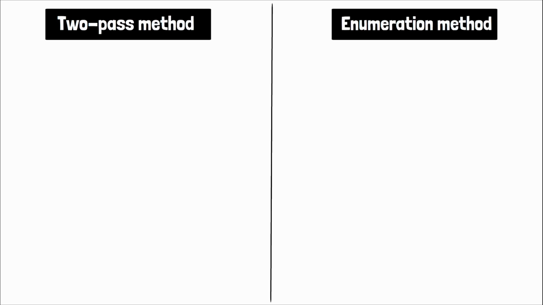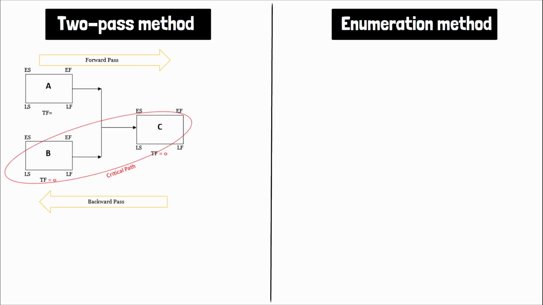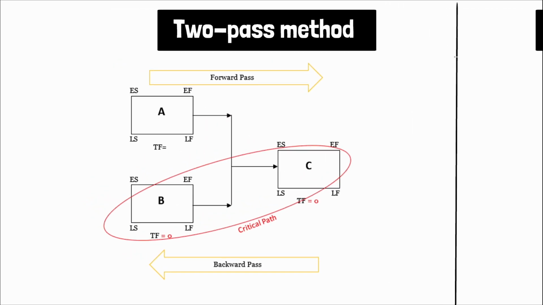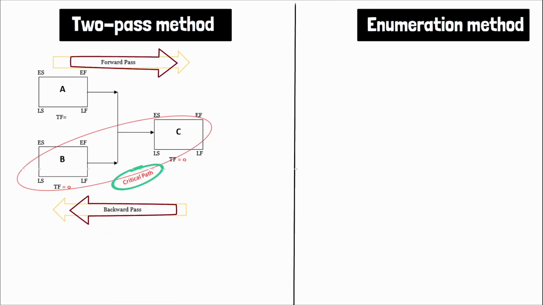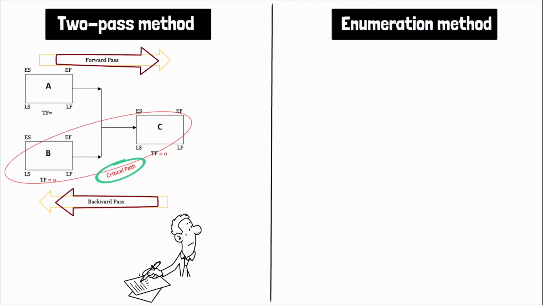When it comes to identifying the critical path, the 2-pass and enumeration methods are invaluable. The 2-pass method involves a forward pass to determine the earliest start and finish times and a backward pass to determine the latest start and finish times. This allows for the identification of the critical path, which is the longest duration path through the network with the least amount of slack or float. Essentially, any delay in these tasks will delay the project.